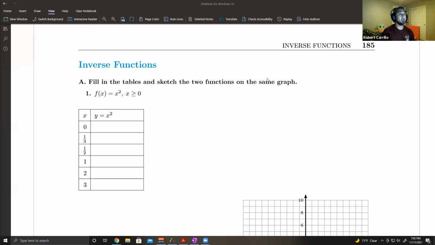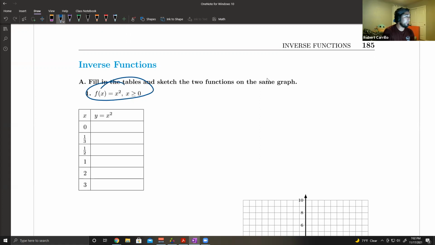So first off, we are starting off with the function f of x equals x squared, where its domain is x greater than or equal to 0. So the domain tells us what numbers to pick, and you can only pick from 0 to infinity, any large numbers. And lucky us, the XY chart is already made. So they are telling us to plug in 0, 1/3, 1/2, 1, 2, and 3 and square them.